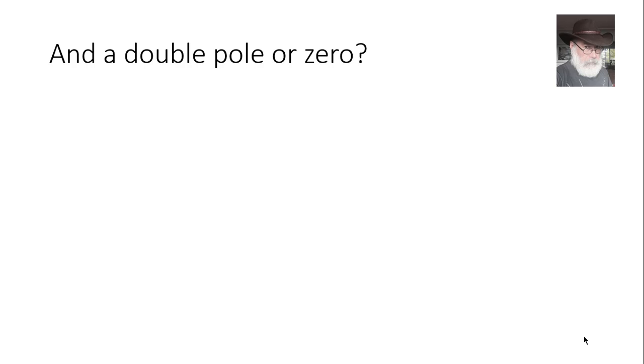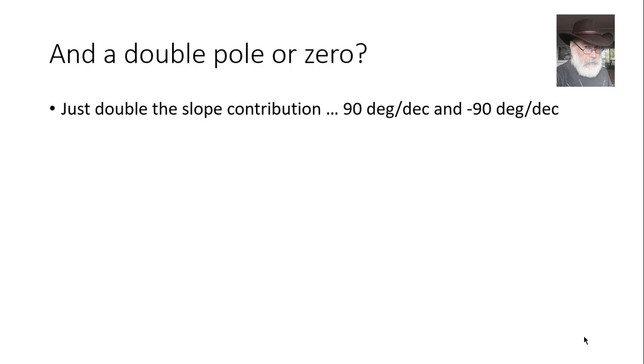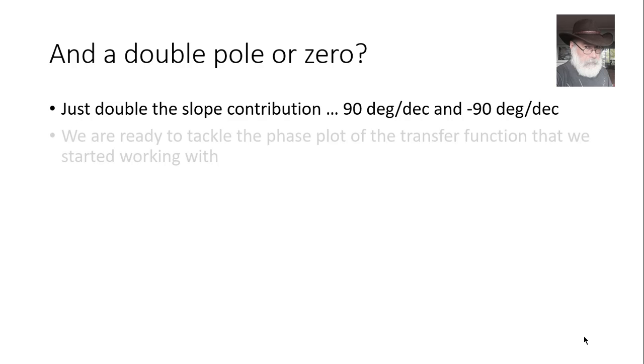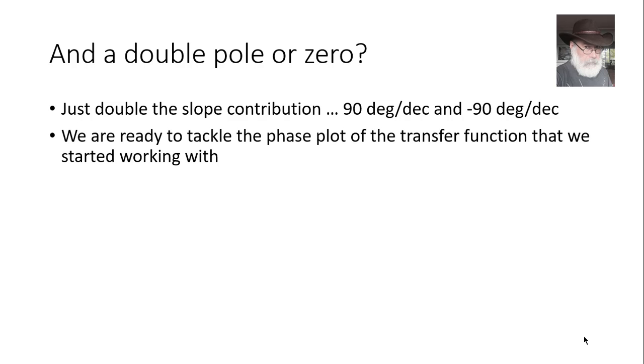What if I have a double pole or a double zero? Just double the slope contribution. Double pole, double zero: use 90 degrees per decade and negative 90 degrees per decade correspondingly. Instead of 45, you have 3 times 45, well, in that case, 135 degrees per decade, and so on. And we are ready to tackle the phase plot of the transfer function that we were working with. This one.